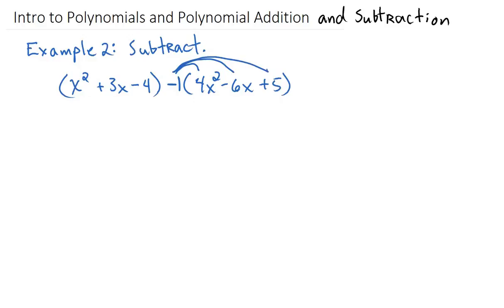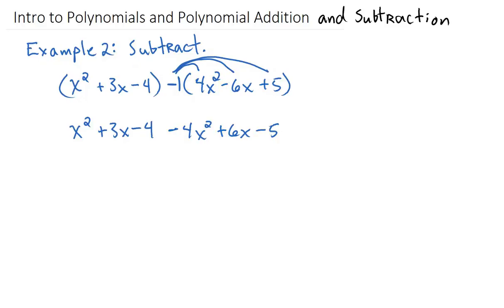When we do that, what we get here is the first polynomial carried down. It's not changing. I'm just writing it without the parentheses. And then for the second polynomial, I'm going to get a negative 4x squared plus a 6x minus 5. So the sign for each of the terms has switched. If they were positive, they're now negative, and if they were negative, they're now positive. So we distributed the negative, which essentially switches all of the signs in the parentheses of the second polynomial.